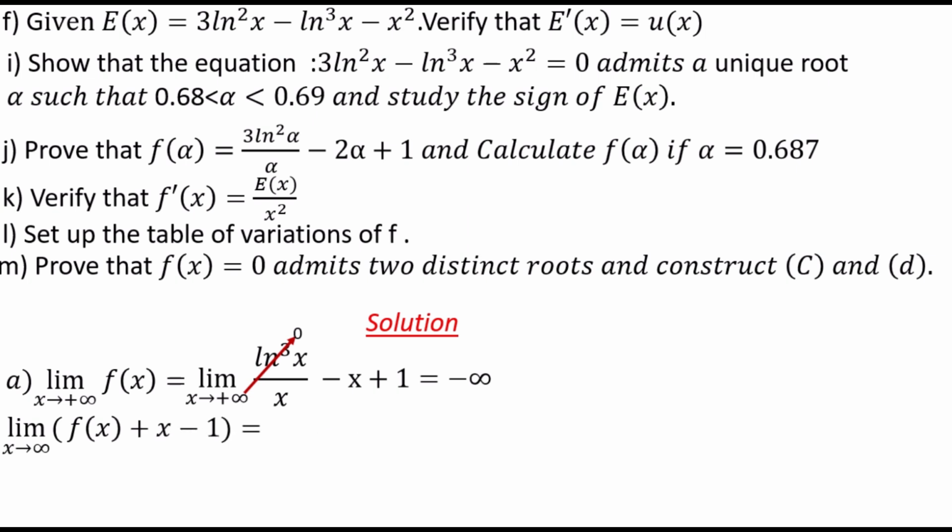The limit of f of x plus x minus 1 as x goes to plus infinity. We have to add to f of x plus x minus 1: minus x plus x simplified, plus 1 minus 1 cancelled. So we still have the limit of ln cube x over x as x goes to plus infinity. Okay, this is what? 0.